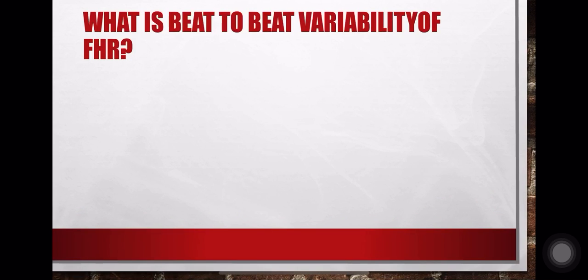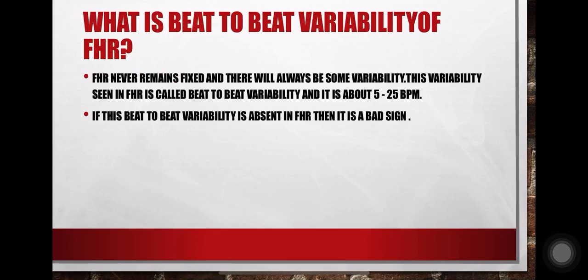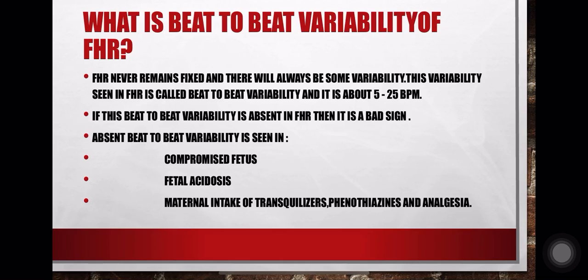What is beat-to-beat variability of fetal heart rate? Fetal heart rate never remains fixed and there will always be some variability. This variability seen in fetal heart rate is called beat-to-beat variability and it is about 5 to 25 beats per minute. If this beat-to-beat variability is absent in fetal heart rate, then it is a bad sign. Absent beat-to-beat variability is seen in compromised fetus, fetal acidosis, and maternal intake of tranquilizers, phenothiazines, and analgesia.